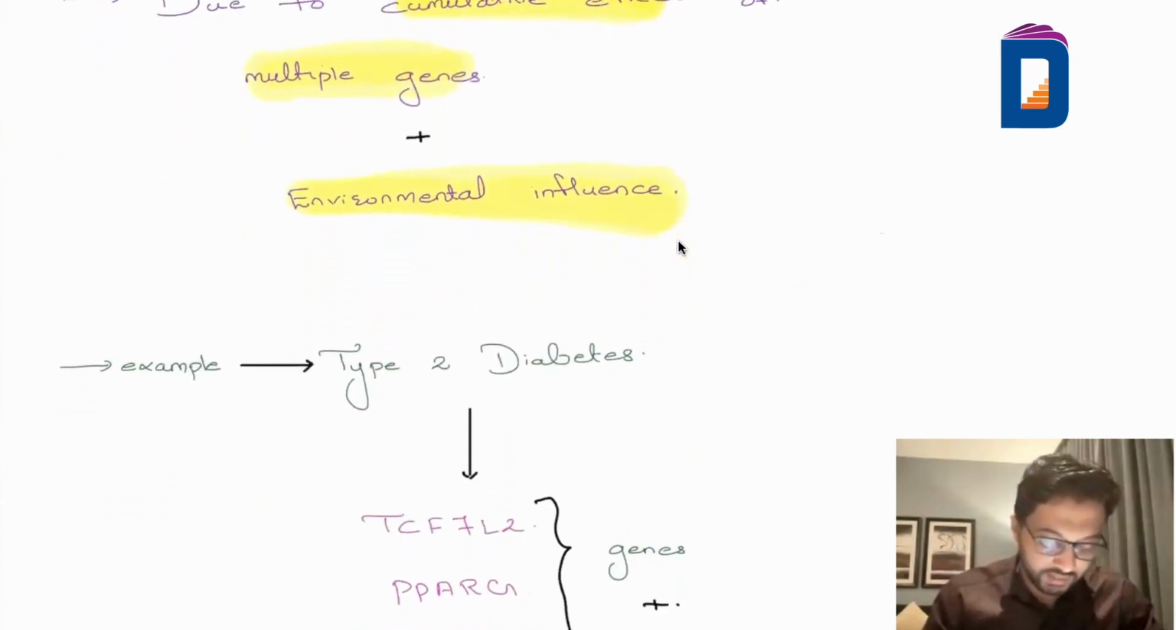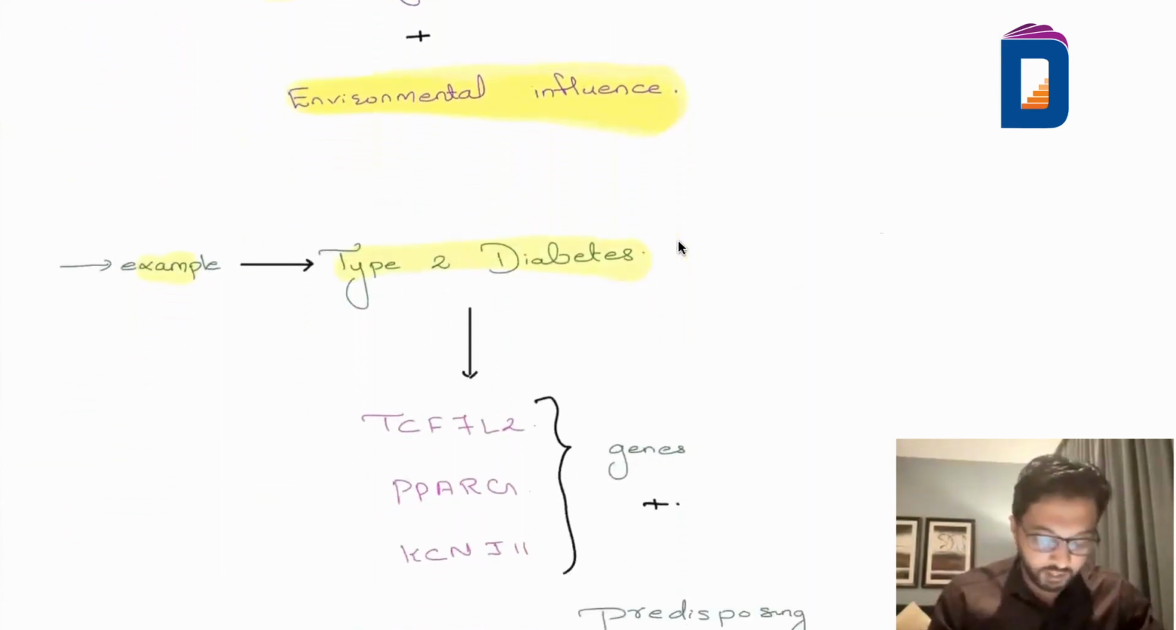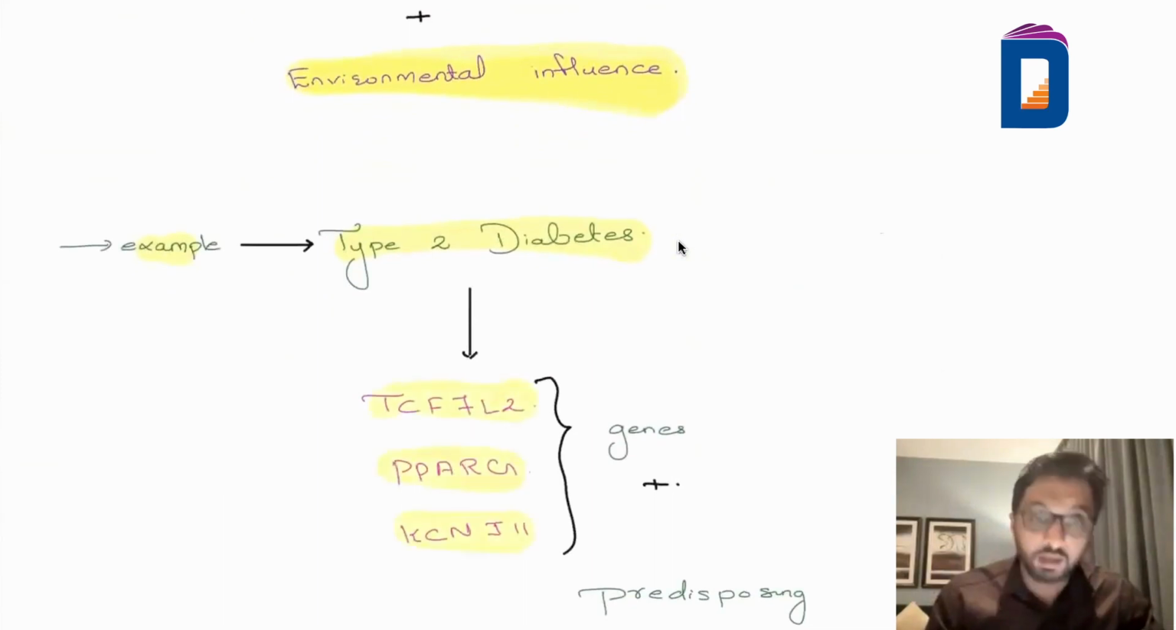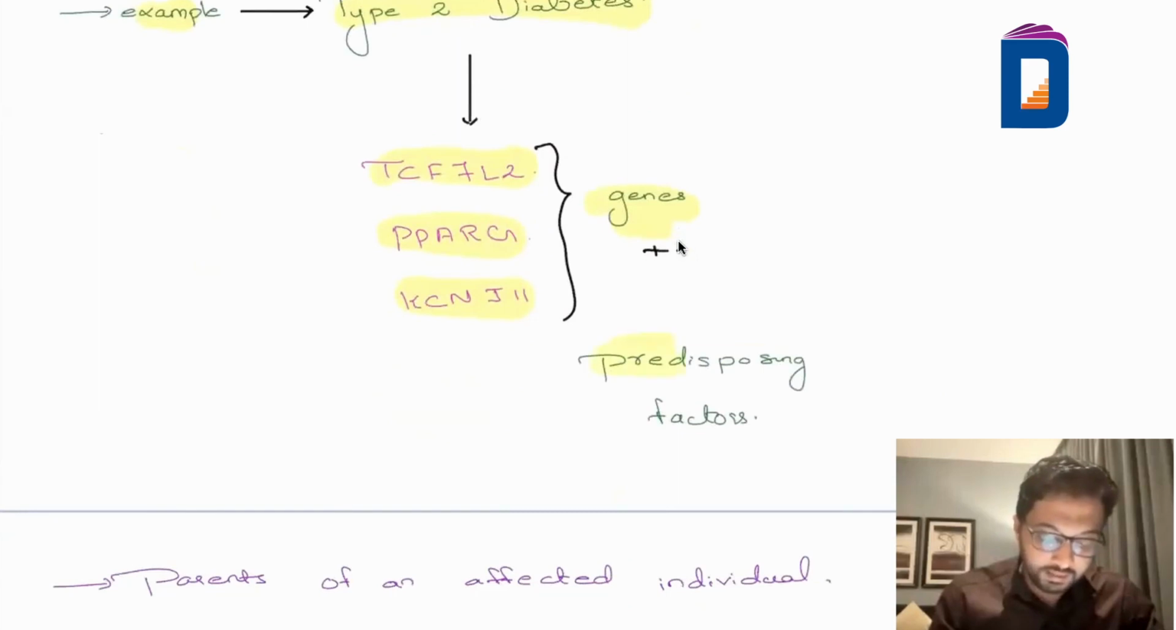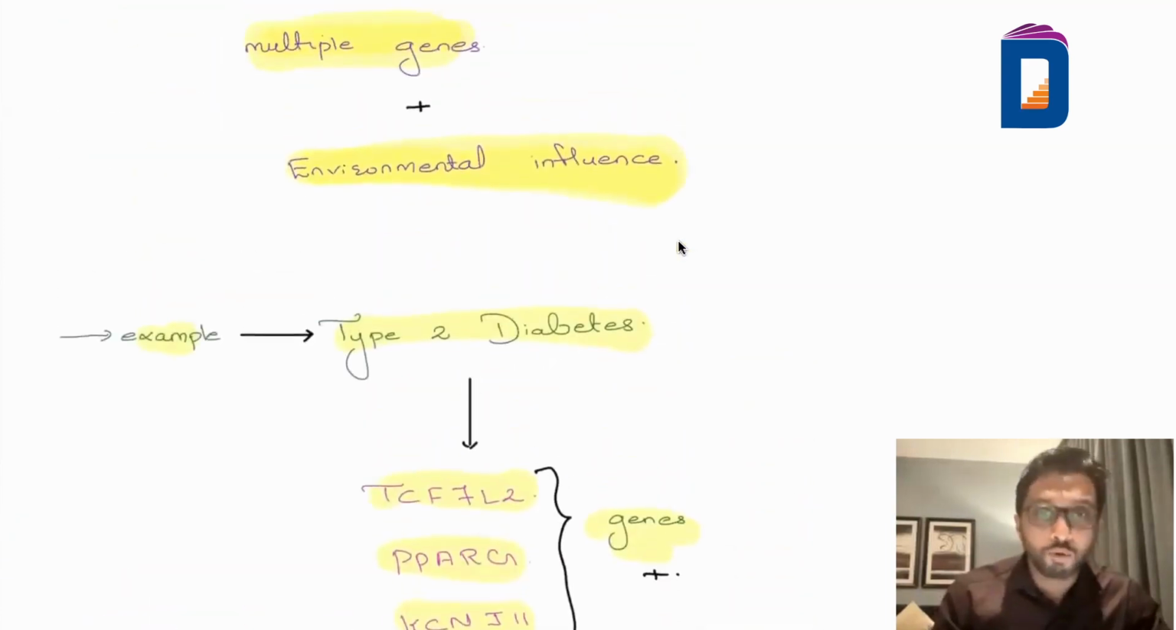Now an example is type 2 diabetes, where you have multiple genes. If you want to learn it, I've just taken it from the internet as an example. It's not there in your textbook. TCF7L2, then PPARG and KCNJ11 genes. It's not important. Plus predisposing factors for diabetes. What are they? High sugar diet, obesity. So that is environmental. So that's called a polygenic disorder.